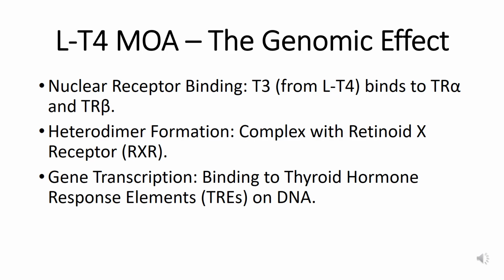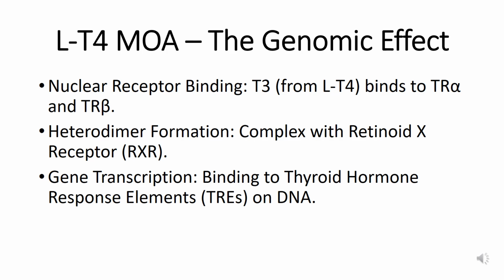To understand how levothyroxine works at the genetic level, we need to follow what happens after thyroxine is converted into the active hormone, triiodothyronine. Once triiodothyronine is produced inside tissues, it travels into the cell nucleus. Think of the nucleus as the cell's control center, where important genetic instructions are stored. Inside the nucleus, triiodothyronine binds to specialized proteins called thyroid hormone receptors. These receptors exist mainly in two forms, TR-alpha and TR-beta.